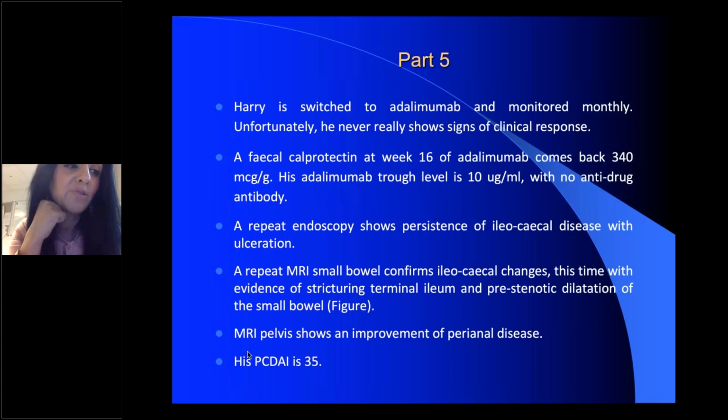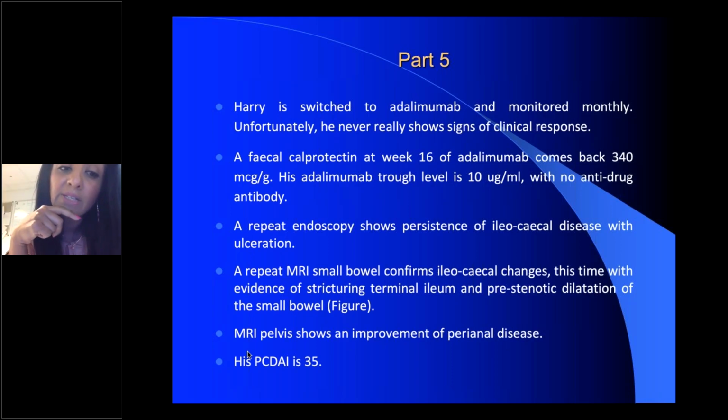Okay, so his is 340 here, and his trough level for ADA. This is where I was saying I'm going to talk to you about levels for adalimumab. Therapeutic levels for adalimumab are high. You would want a level between 8 and 12 maybe. So his ADA levels are very good. He's a 10, and he has no antibodies. So his body's not reacting, and he's got a therapeutic drug level, but he's still ill. His calprotectin is high. He's still got symptoms.